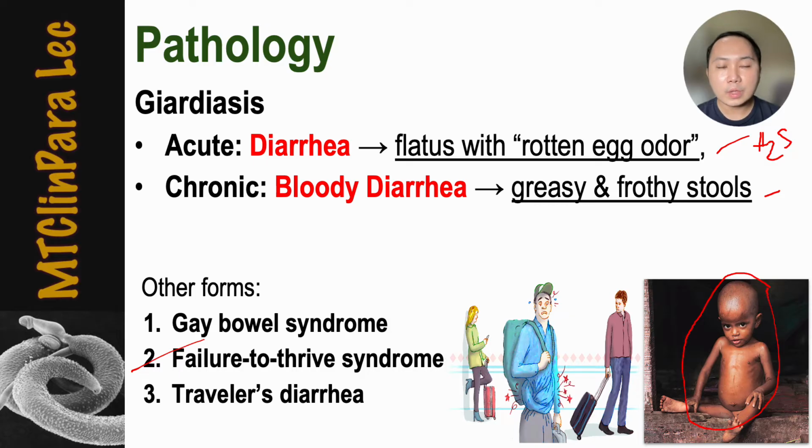Other forms we can also associate with Giardiasis is what we call the gay bowel syndrome. This is the diarrhea caused by Giardiasis associated with men, especially gay men who practice unprotected sex.